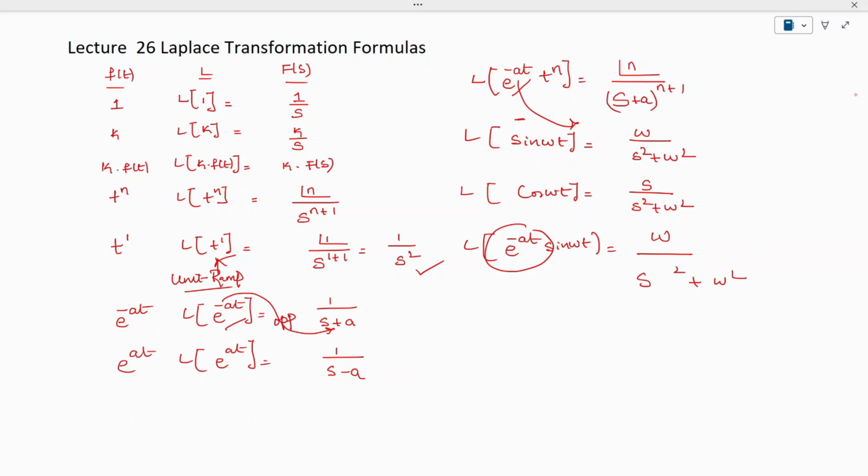E to the power minus at is nothing but 1 by s plus a. So similarly, Laplace of e to the power minus at into cos omega t, there is no change. We are going to get s divided by s plus a whole square plus omega square. Okay, so just e to the power minus at will be added to s plus a.